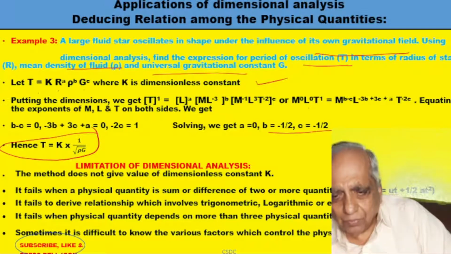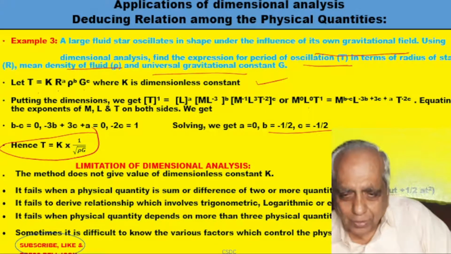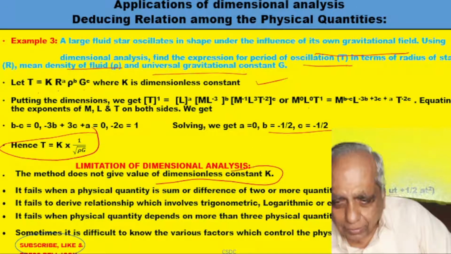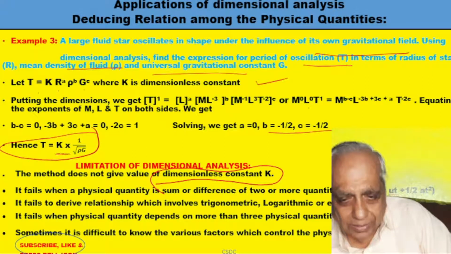But this method has certain limitations. So try to understand these limitations, so that you do not try to find every equation in physics by using dimensional analysis. First, as you have seen, we cannot get the value of the constant k. For this we have to do the experiment, like I have got k here.